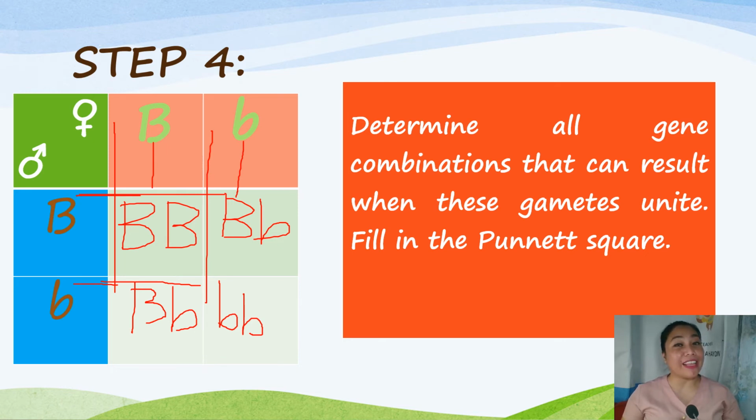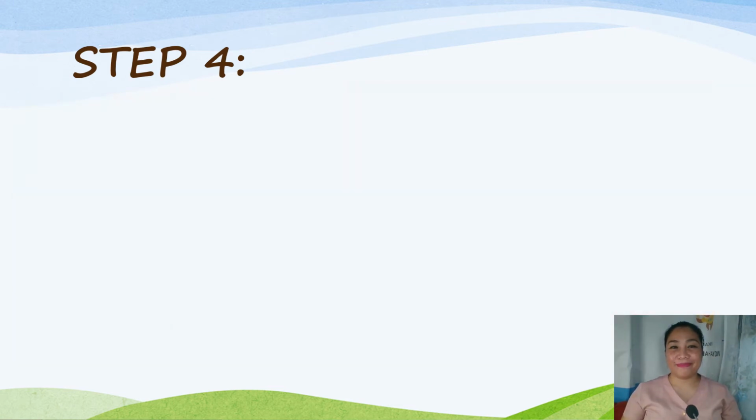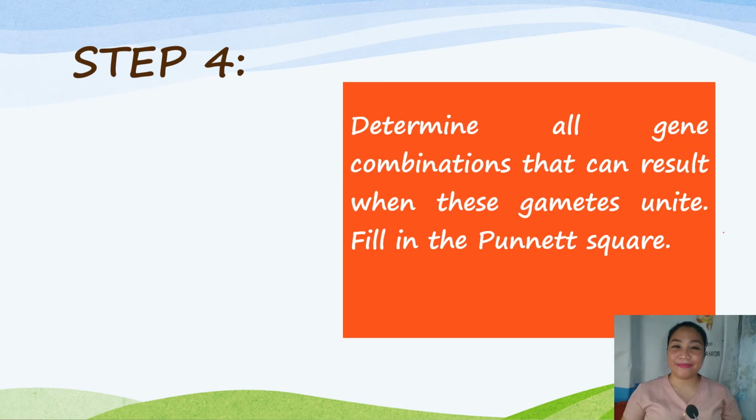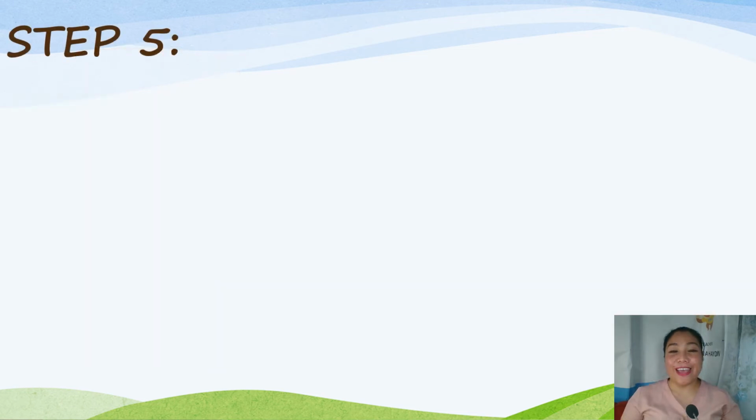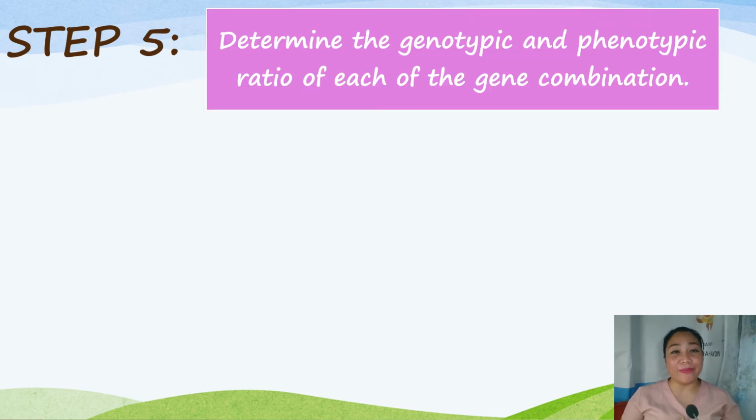Do you have the correct answers? That is another great job. So, we have our possible gene combinations that can result when the gametes of the father and the mother unite. And finally, step number 5. Determine the genotypic and phenotypic ratio of each of the gene combinations.